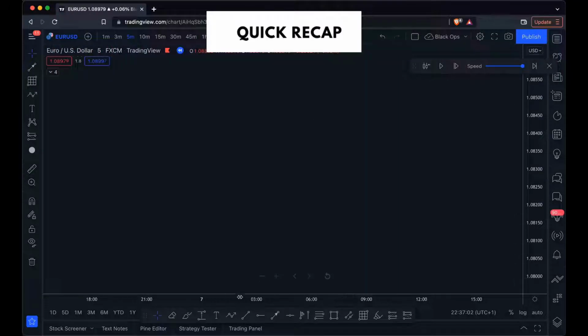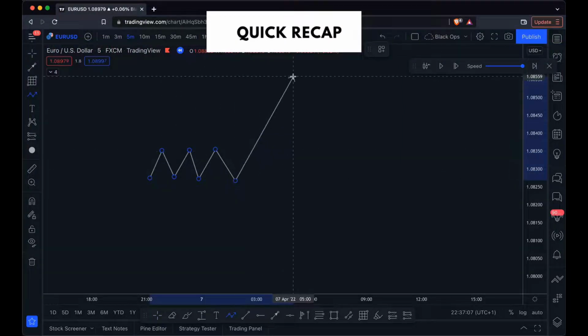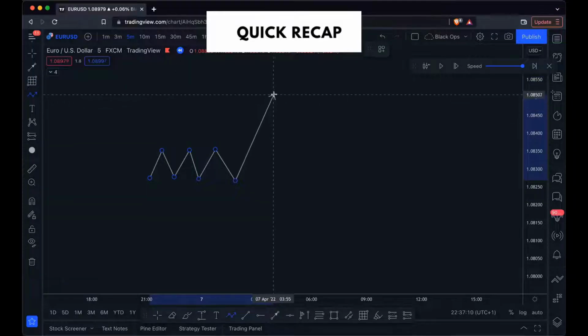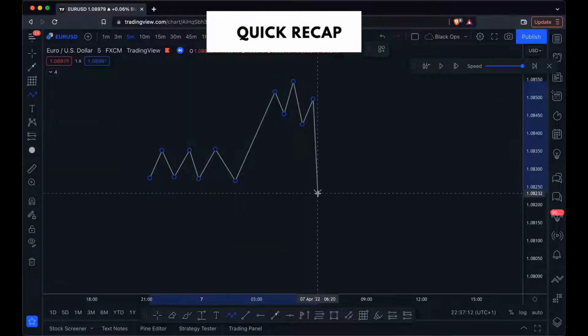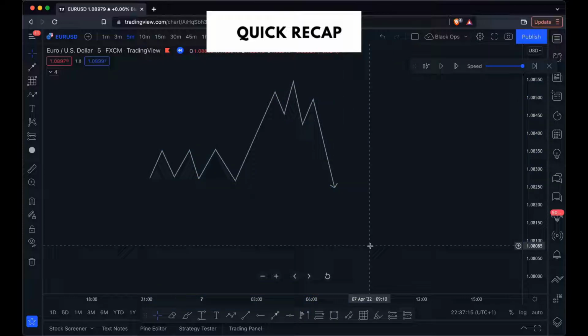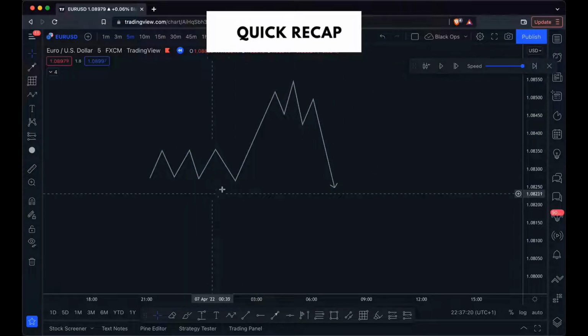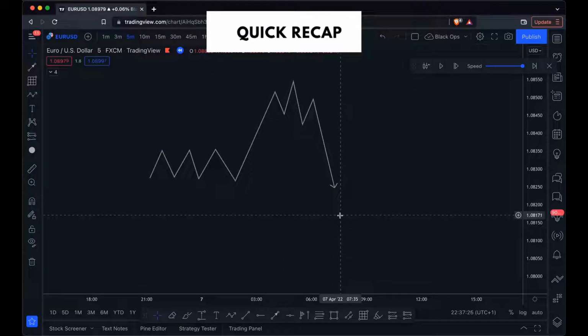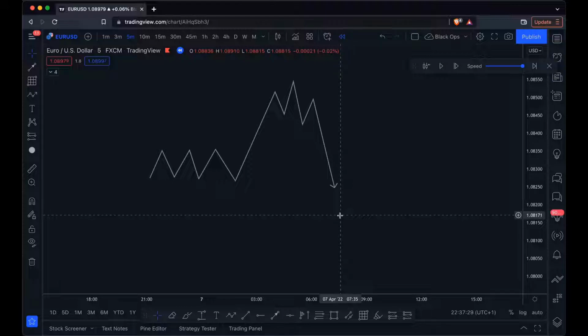So again, a very quick recap. What we look for is an Asian range, followed by a London push into a New York reversal, and that is typically the type of trade you would look for: Asian range followed by a London push followed by a New York reversal. That's it for this type of trading strategy. This is a New York reversal trading strategy.